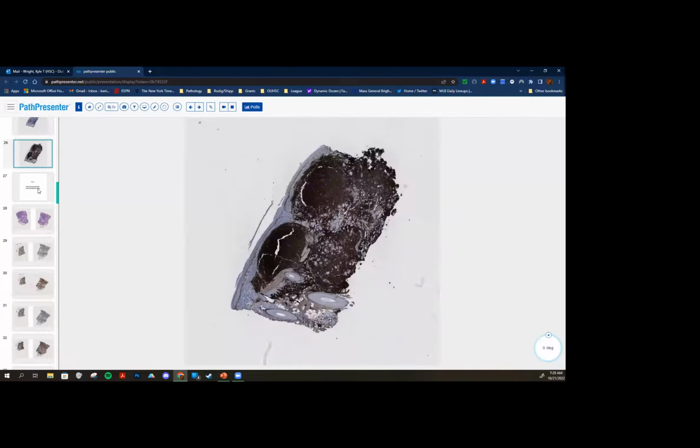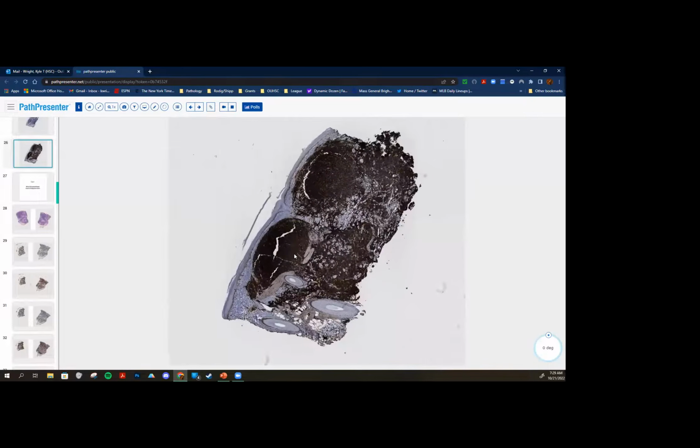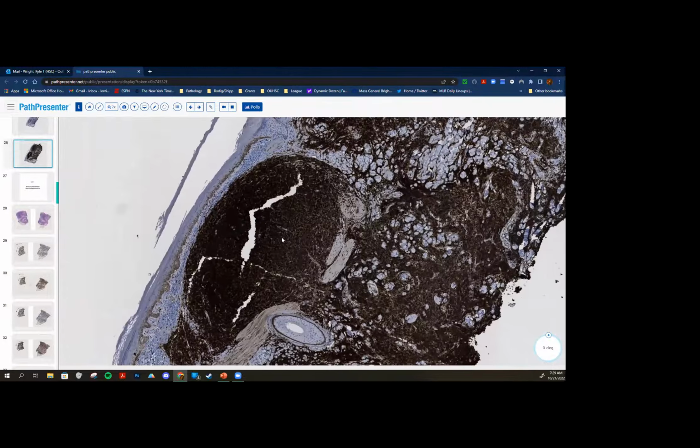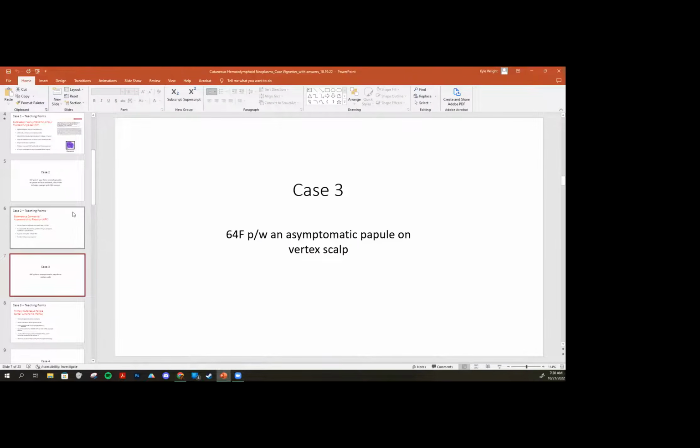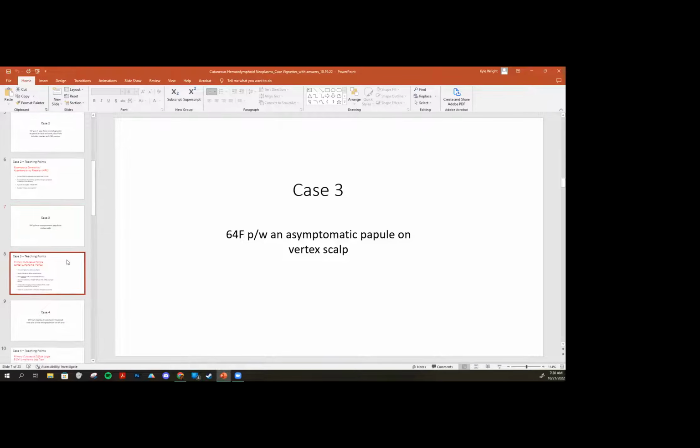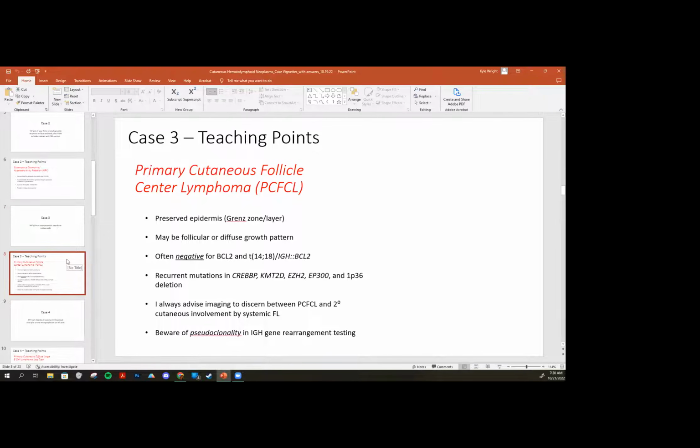And if you look for BCL2, it's very much positive in these cells. Remember, BCL2 normally stains T cells, but it's not normally seen in germinal center B cells unless it's a B cell lymphoma. B cell lymphomas other than this entity also often express BCL2, except for Burkitt. So if you see BCL2 positivity in B cells, you should be concerned for a B cell lymphoma. And in this case, given the totality of the evidence, this is a primary cutaneous follicle center lymphoma, or PCFCL.